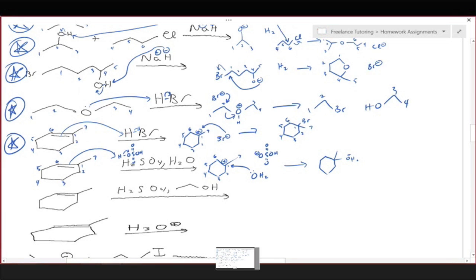Now, what role did the HBr play in the first step? The HBr played the role of acid. That's right. And how did that acid help this reaction? It made the cyclohexane, I guess, more electrophilic. That's right.